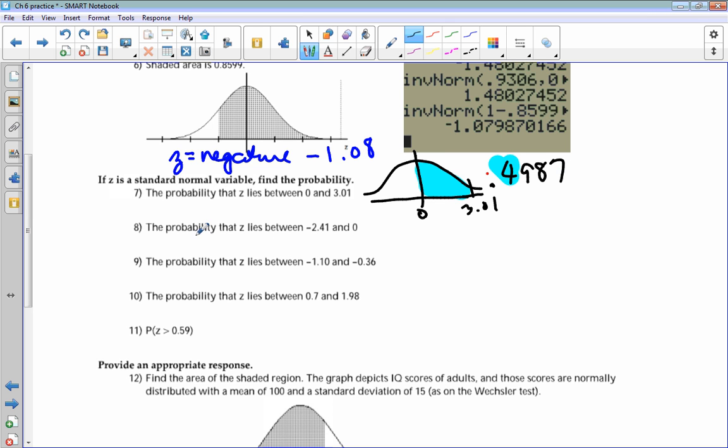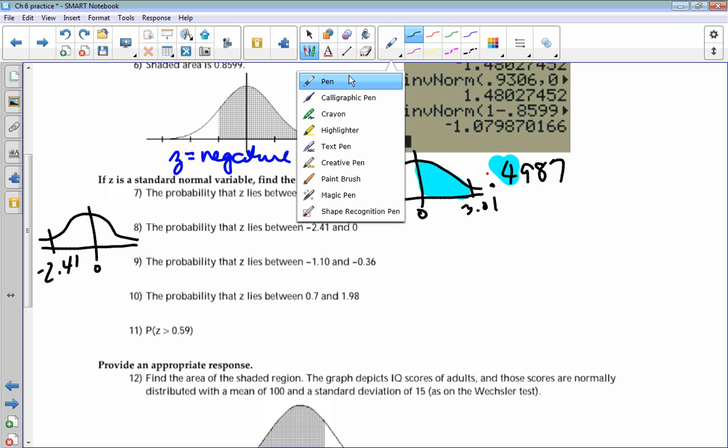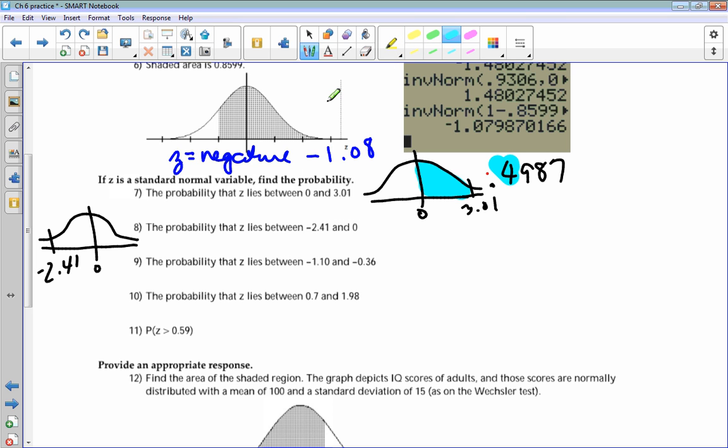Again, here's the probability that z lies between negative 2.41 and 0. So we'll just sneak this little curve in here. There's 0. And here's negative 2.41 again because I've drawn my picture. I'm looking for probability, which means I'm looking for area. And when I have to shade, that is another telltale sign that that's what I'm looking for, my area.